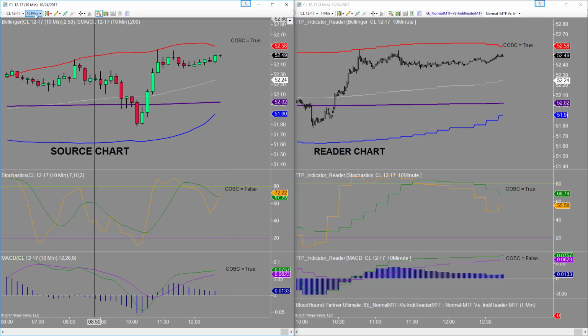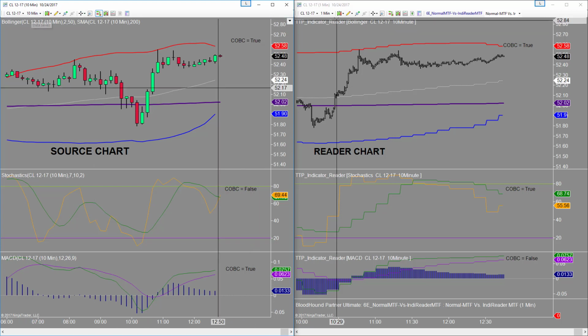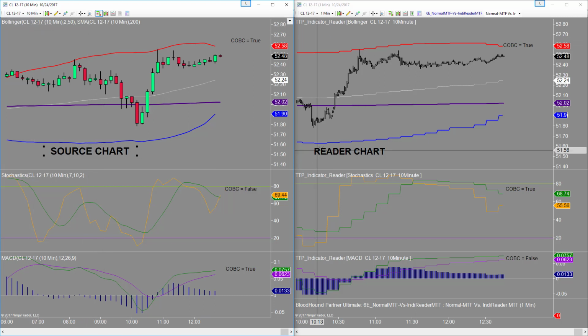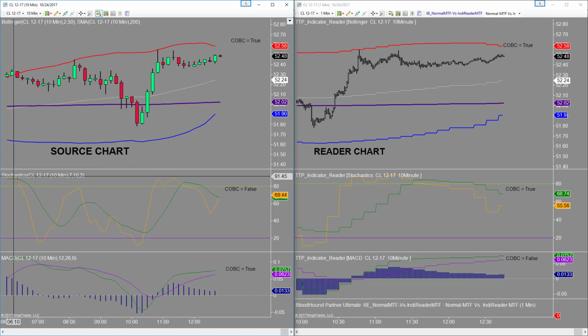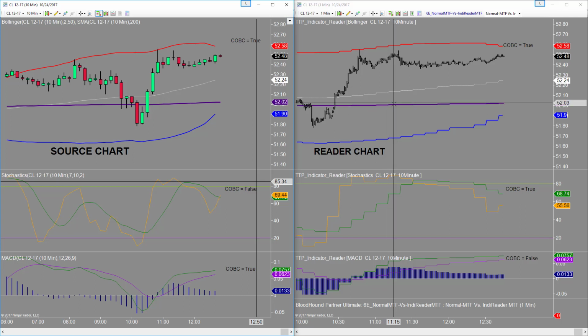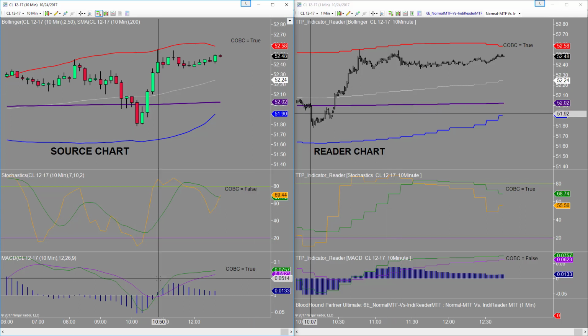All right, so this is a 10-minute chart on the left. This is a 1-minute chart on the right. This is the source chart on the left. This is the higher time frame. And I have the readers on the chart on the right. So these are the indicators that I'm reading on the left: the Bollinger Bands, stochastics, MACD, this little SMA 200 period. And then I have readers accessing each of those indicators.